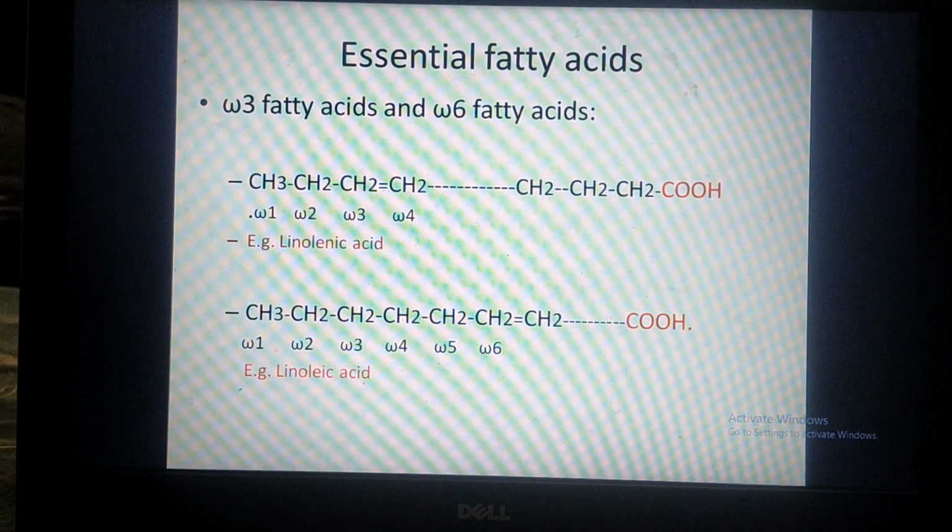Here is the figure of linolenic acid and linoleic acid. First double bond between omega 3 and omega 4 belongs to omega 3. When the first double bond is present between omega 6 and omega 7 from the methyl end, then it is linoleic acid.